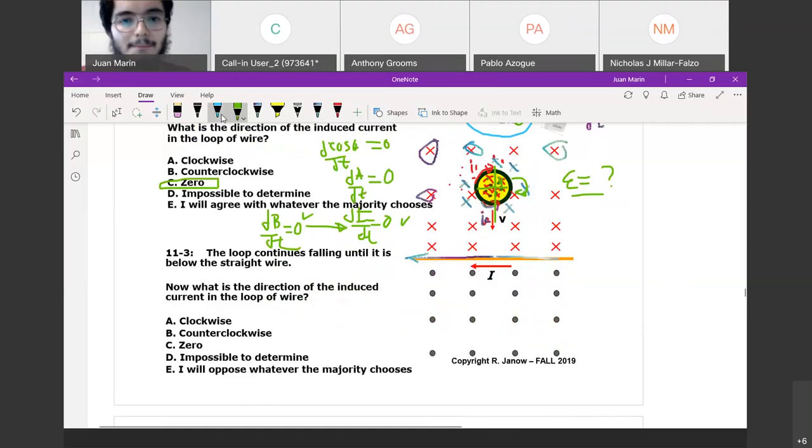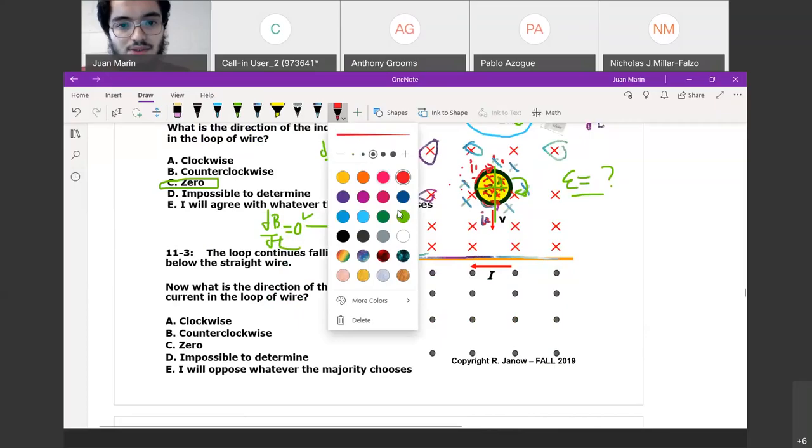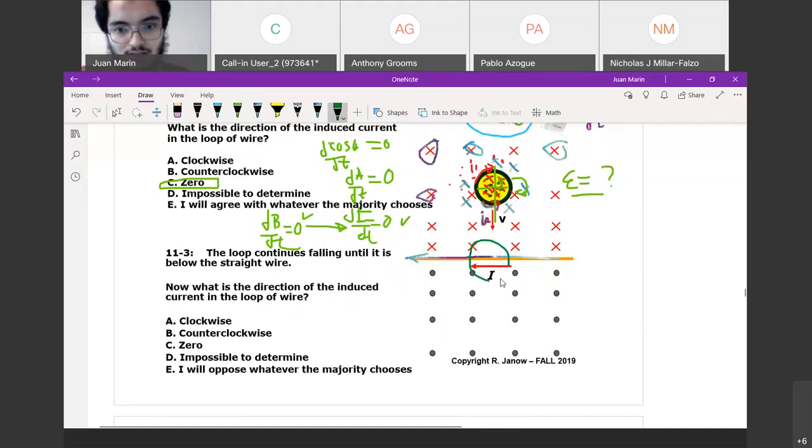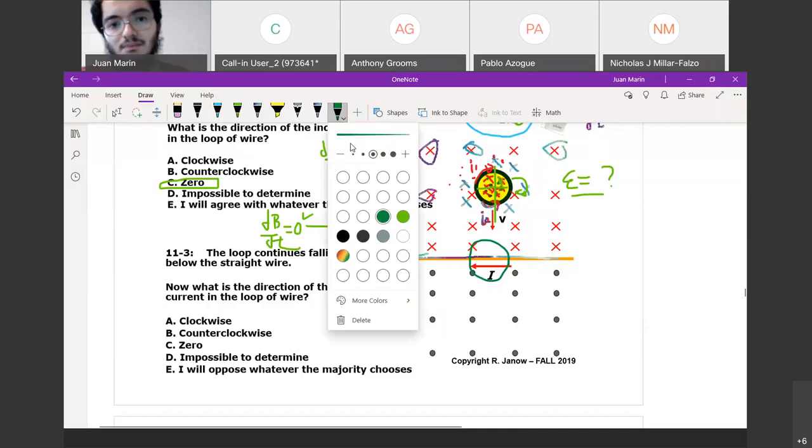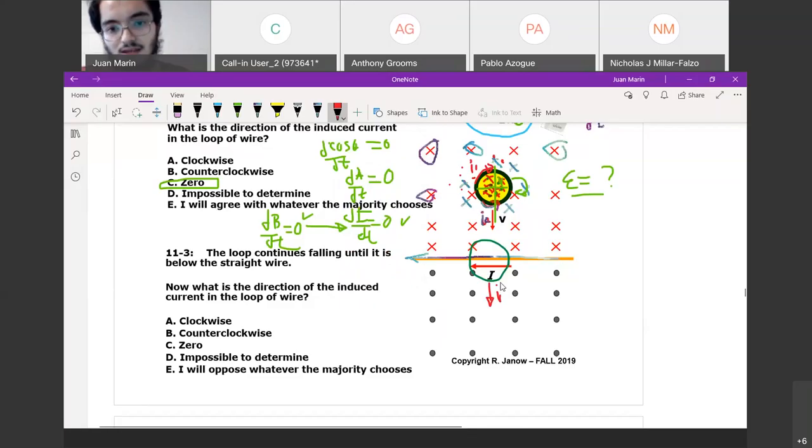Now what happens over here? So now imagine that the loop of wire is crossing this straight wire. So we have, okay, the new loop is going to be somewhere over here, right? And it's, okay, at some constant speed v in the downward direction, negative y direction.